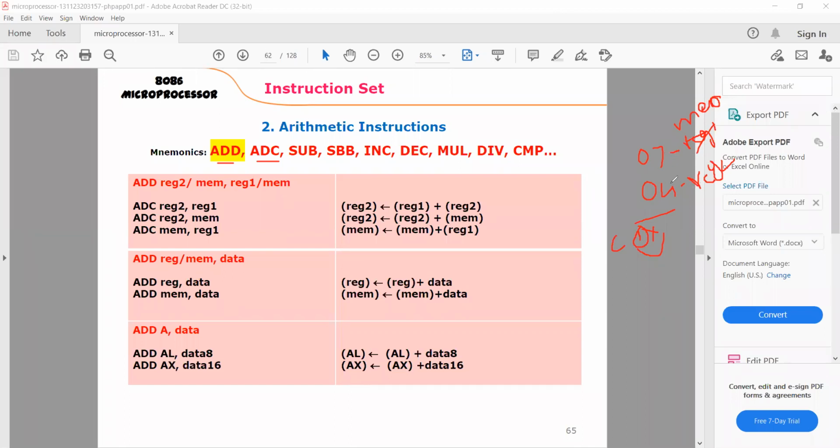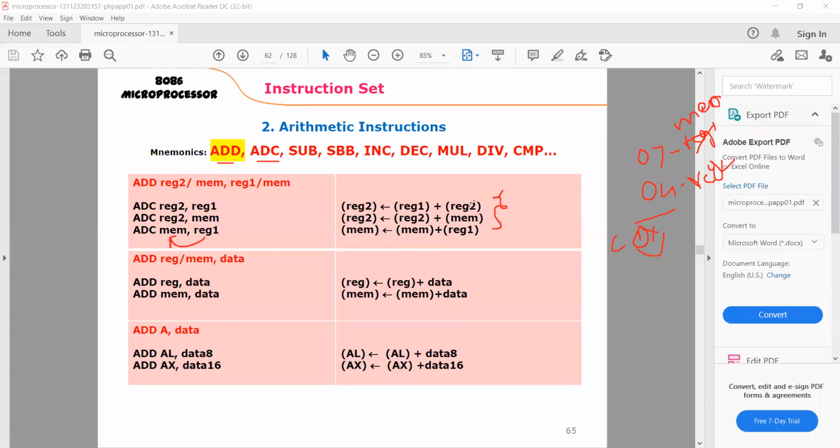register here. And similarly, the third instruction represents what? The data present in the register will now get added with the data that is present in the memory. So those operations you can see here. They are clearly given here.